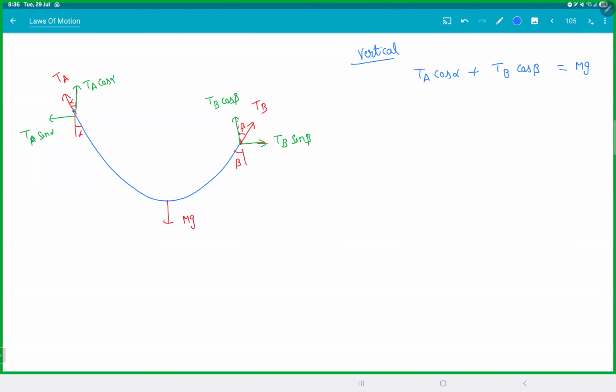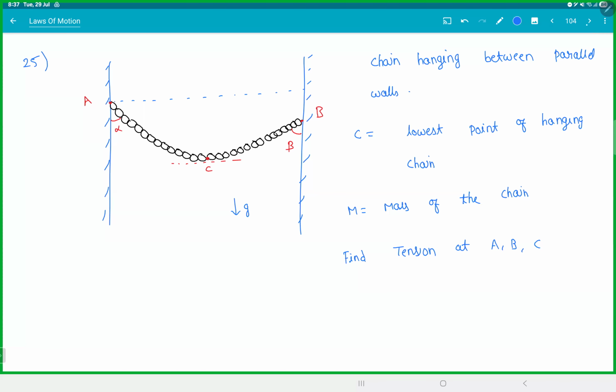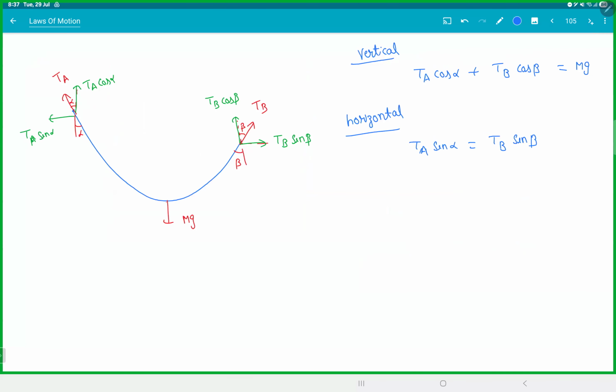In the horizontal direction, TA sin alpha must be equal to TB sin beta. So far clear? Then there are two different tensions, right? A and B will not have the same tension. They're not at the same height now. There's no symmetry there. So A and B will have different tensions. If alpha becomes beta, then you can say it will be equal.